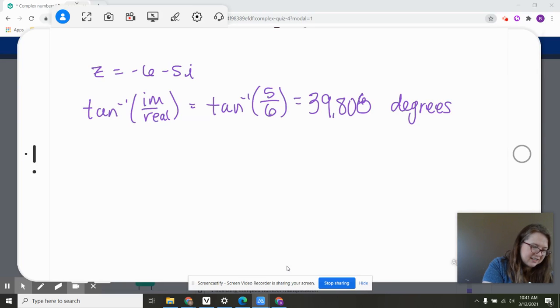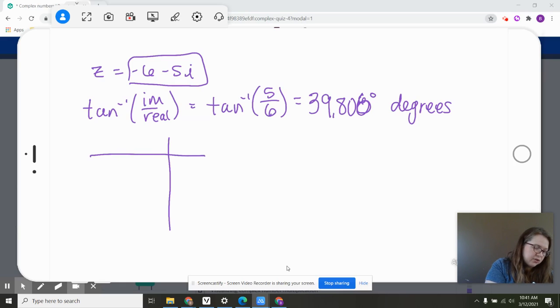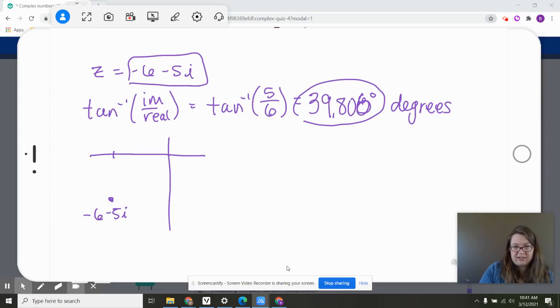39.806 degrees. Okay, so the problem with this is that if we were to graph it, it would be in the third quadrant because it would be back 6 and down 5. So this is going to be -6 minus 5i. Obviously, that is not this, right? So we want to get back to there. 39 degrees is up here. We want this one directly back from there.